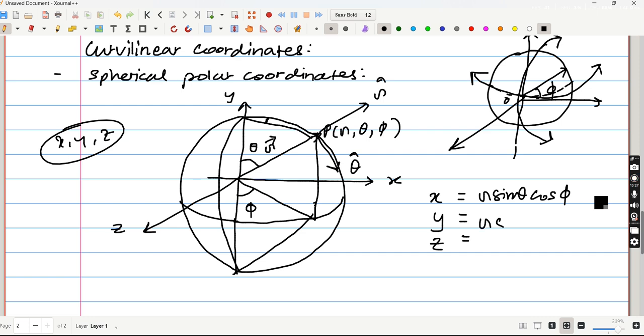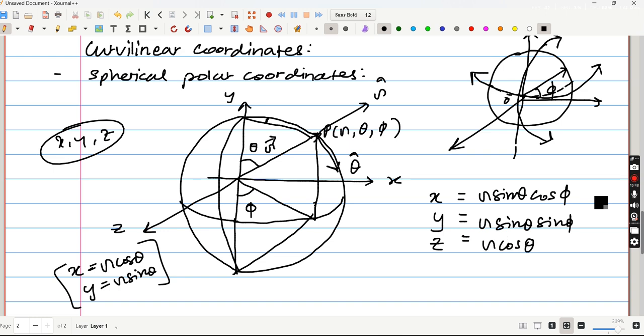And y will be r sine theta sine phi, because you're moving. You can actually take an analogy from polar coordinates, where x is r cos theta, y is r sine theta. So similarly, y should be r sine theta sine phi. Z is r cos theta, because it is just accounting for this component.